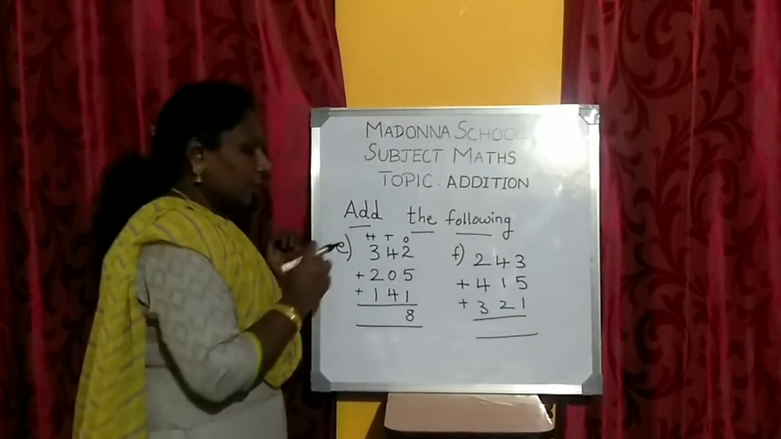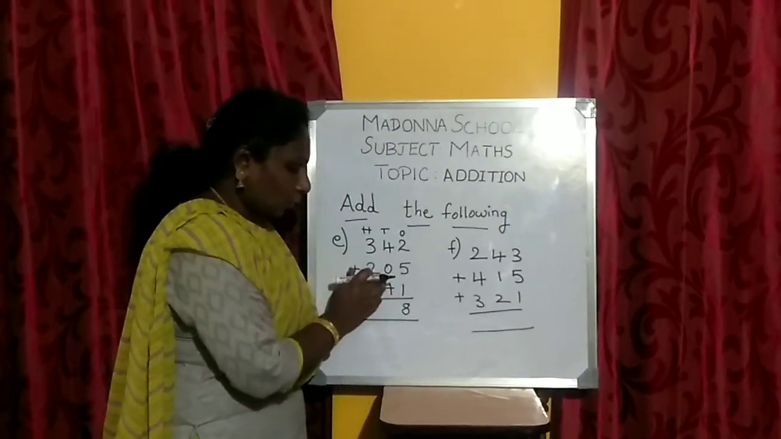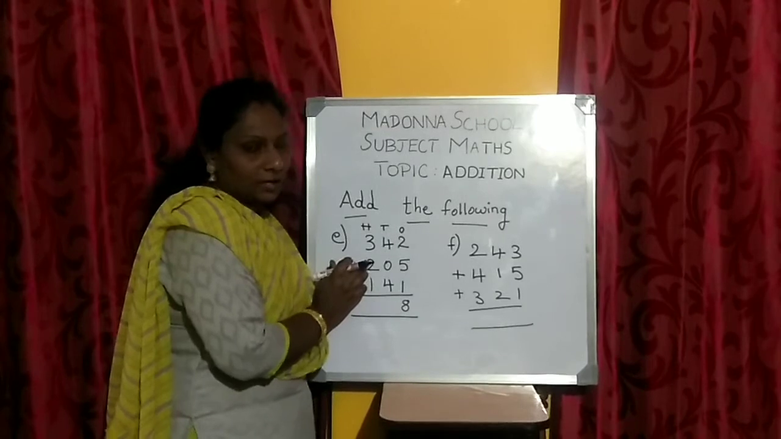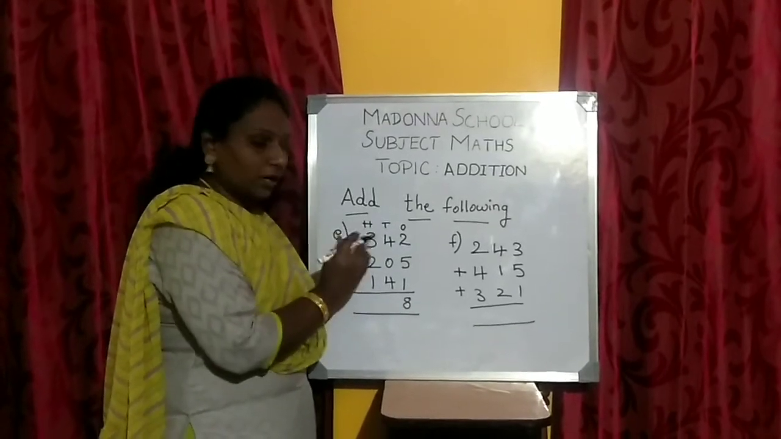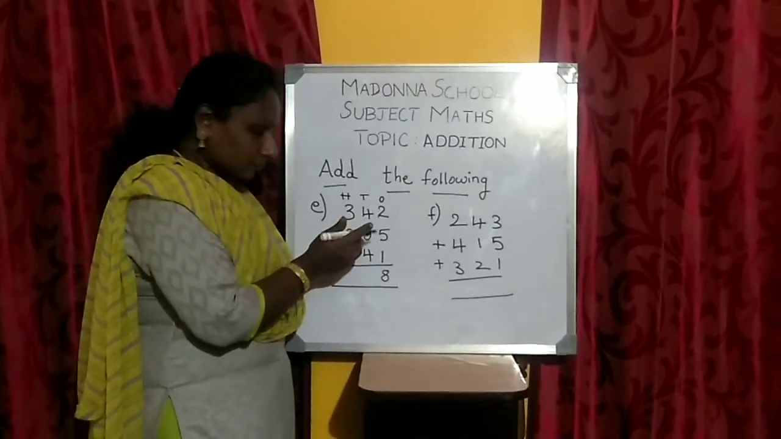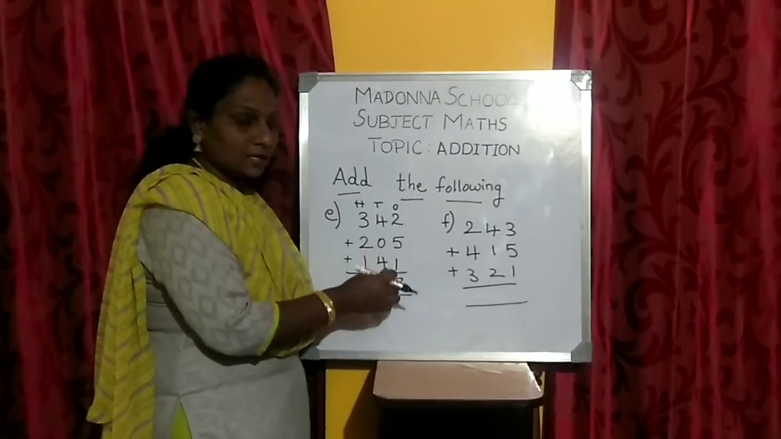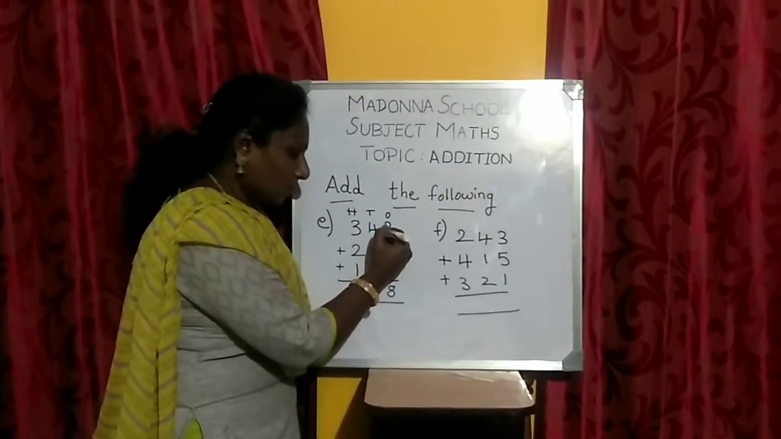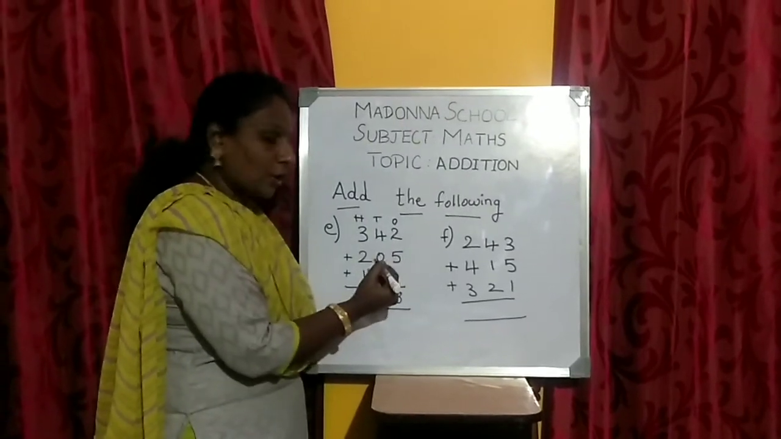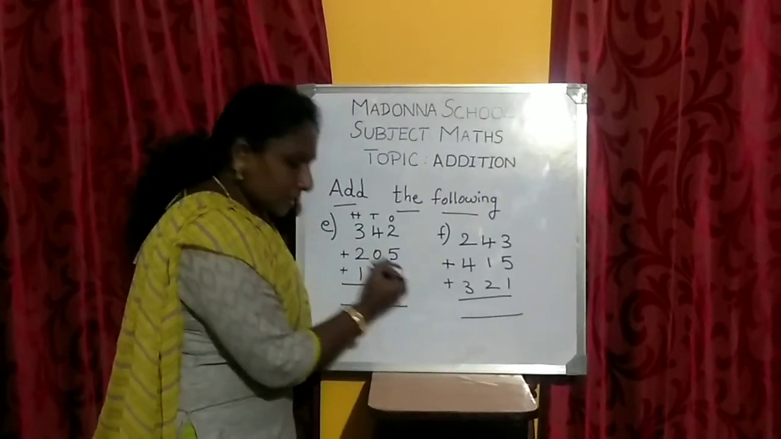8. Okay. So the next is 4 plus 0. 4 plus 0 is how much, children? 4. So we have already learned the property that when we add 0 to any number, we will get the same number as the answer. So 4 plus 0 equals how much, children? 4. So you have to add 4 plus 4.